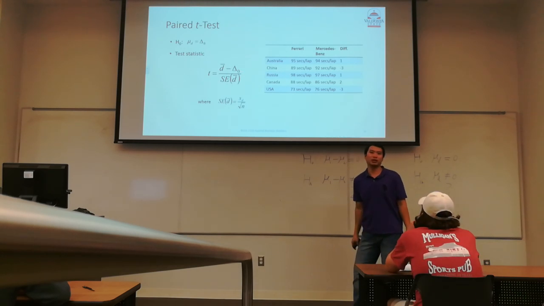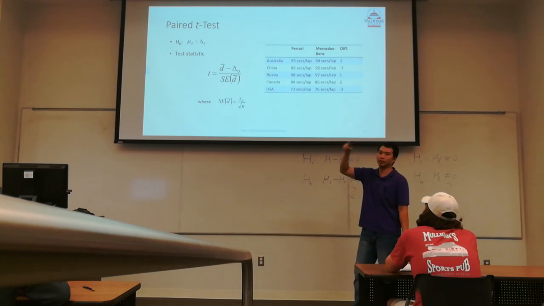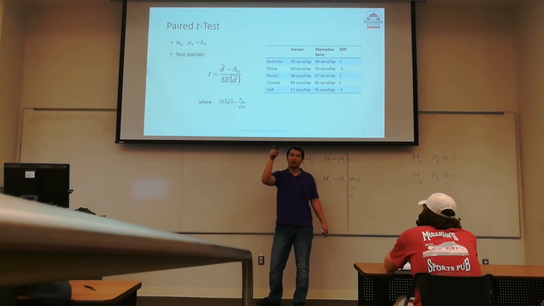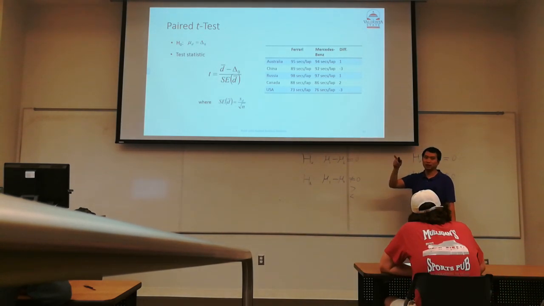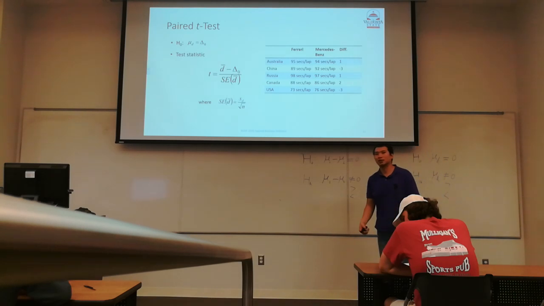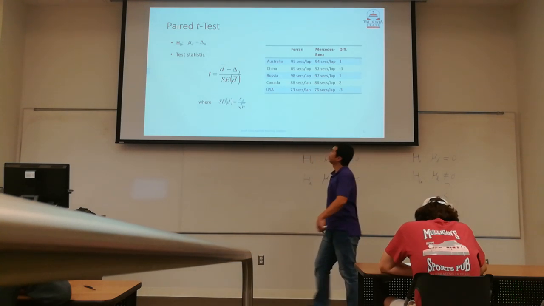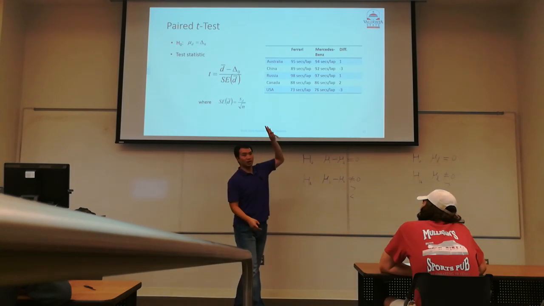Delta zero, as we discussed, in most cases is zero. So we can just ignore this term because it's zero. Over the standard error. So standard error is equal to s of d over square root of n. That's the standard deviation of this column. So if you have this additional column, you can find the standard deviation. We know our sample size, so that's all we need to know.